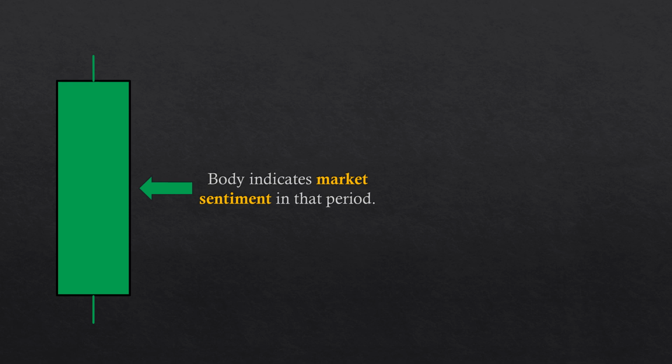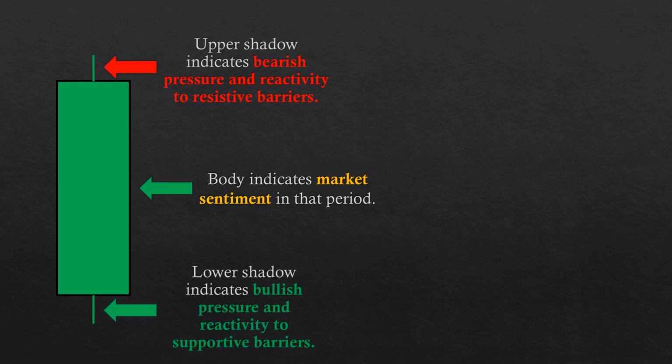The candle shadows tell where price has traveled during the formation of the candle, so it is an indication of the reactivity of price to barriers in the chart. Candle shadows are also a display of buying or selling pressure. The upper shadow indicates the level of selling pressure and the reactivity of price to resistive barriers. The lower shadow indicates the level of buying pressure and the reactivity of price to supportive barriers.